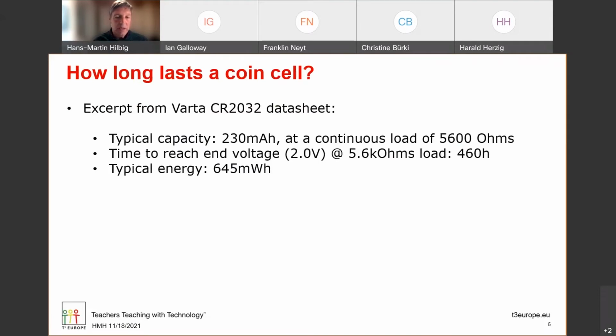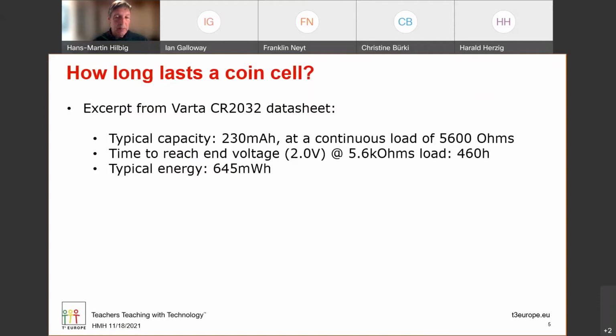They specify this at 230 milliamp hours, which is pretty interesting, right? It has the physical unit amps, which is current, it has hours, which is time, and it has milli, which is just the order of magnitude. And these 230 milliamp hours of typical capacity are measured with a continuous, purely resistive load of 5.6 kilo ohms, or 5,600 ohms.